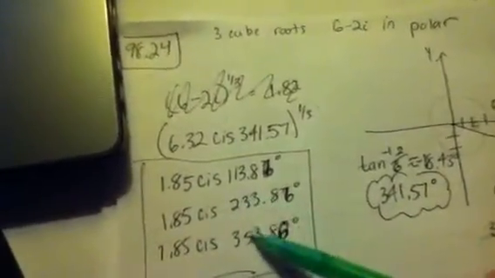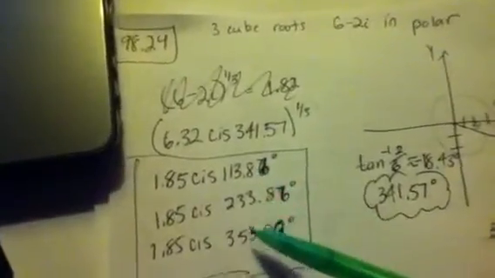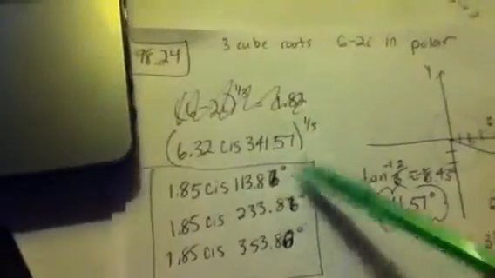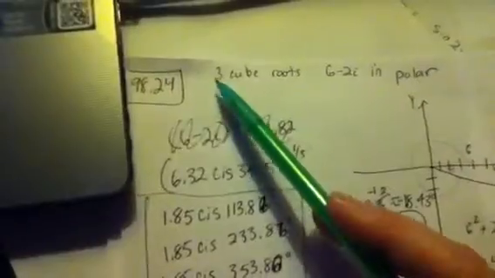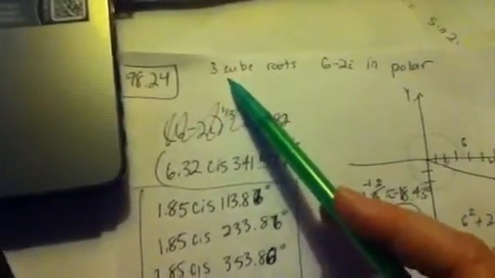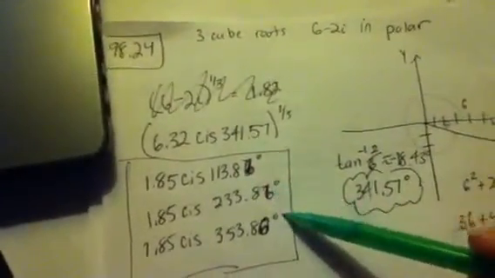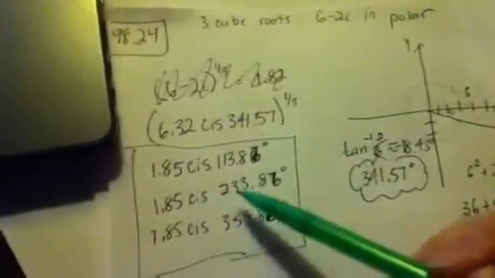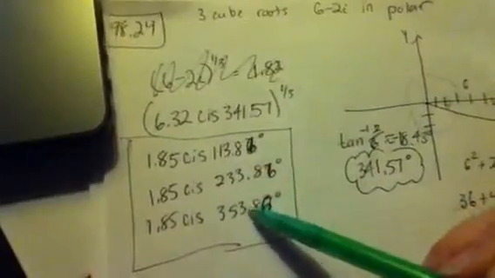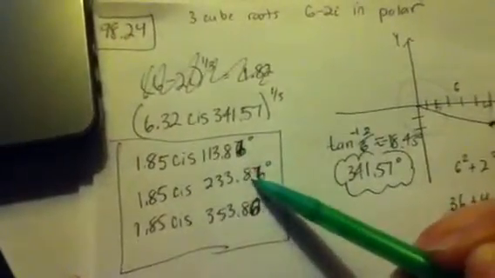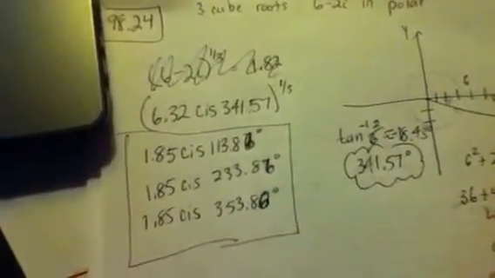You can get the next two values just by adding 120 degrees. Why 120? Because we want 3 cube roots. 360 divided by 3 is 120. So these are going to differ by 120 degrees. So I didn't have to redo all this work over here. I just added 120 to get the next value and the next value. And that's all.